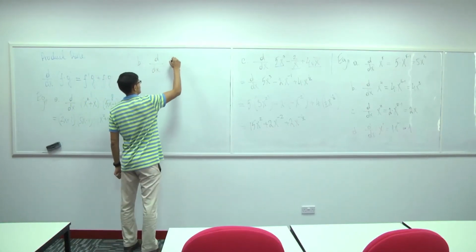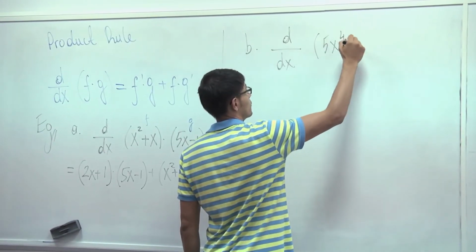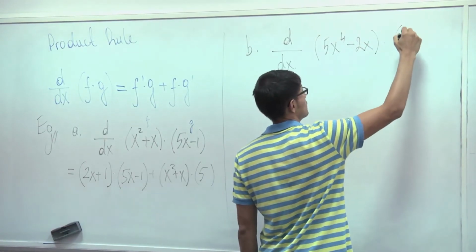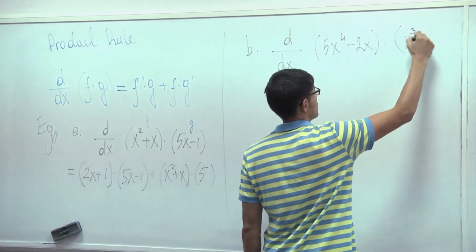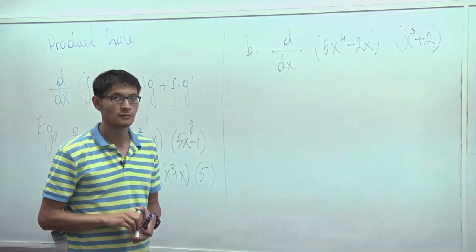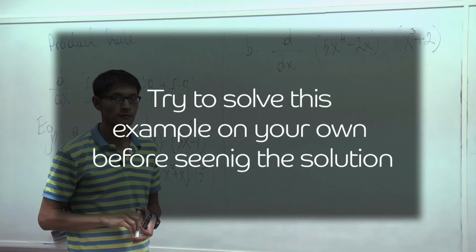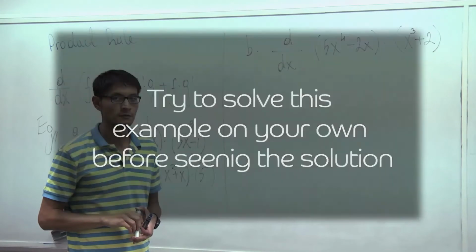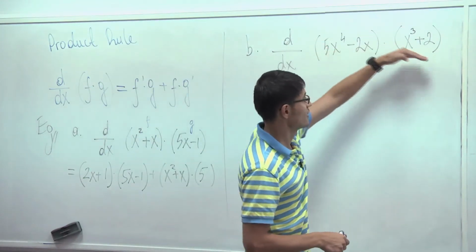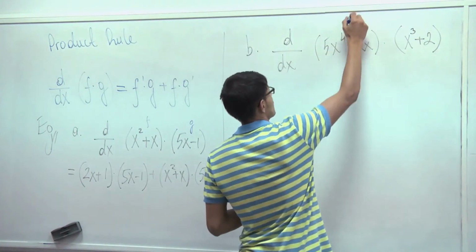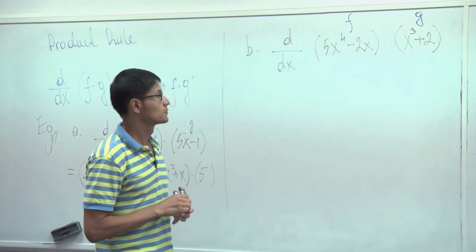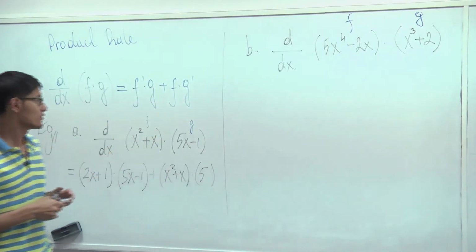Let's say we have 5x to the 4th minus 2x times x cubed plus 2. And you need to differentiate. Again, we have a function times another function. Okay? So this is your f, this is your g. Again, we'll just follow the formula.